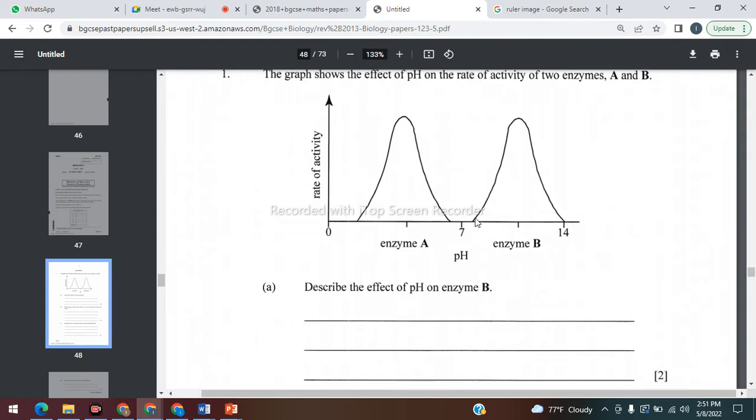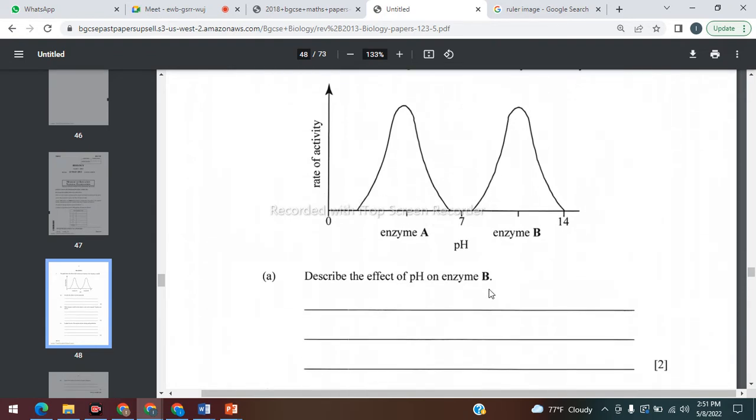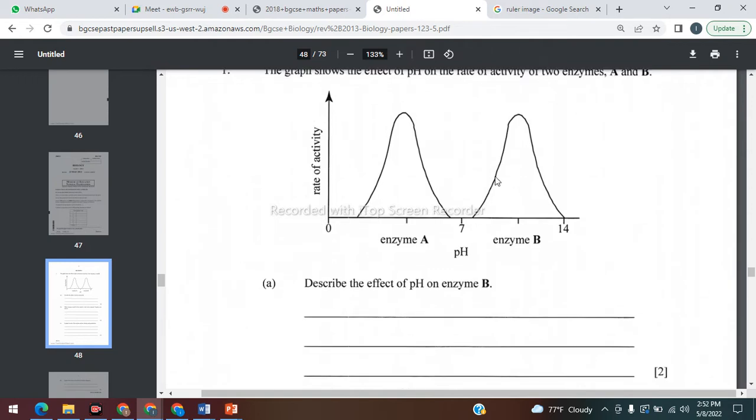Because you see that this is rate of activity. As we go more over to the left, the graph is getting steeper. And I like how Mr. Floyd answered it. He started off with "as." That's how I usually start off with these questions: as something happens, something happens. That's how I usually answer these questions. So as the pH increases, the enzyme activity also increases.